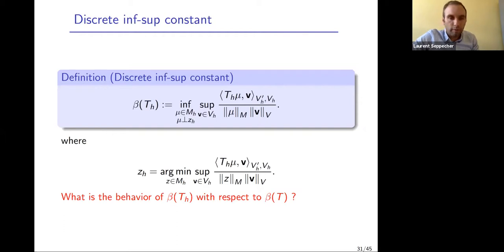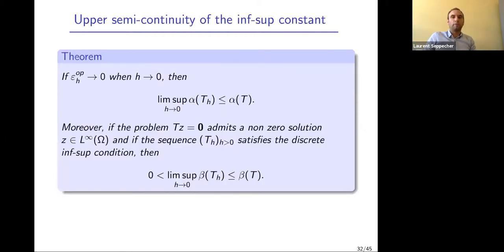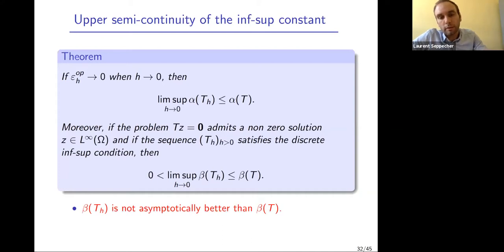The only result you can prove here is what we call the upper semi-continuity of the Inf-sup constant, which is well known for the gradient. And it also works for T and TH. The result only says that the limsup of alpha of TH when H goes to 0 is smaller than alpha of T, and the same for beta, under the minimal assumption that you have a null space and the solution of TZ equals 0 is bounded. Under this assumption, it works. And that says that beta of TH is always worse, asymptotically, than beta of T. You cannot hope that your discretization will bring you a better stability at the limit than the continuous stability constant.